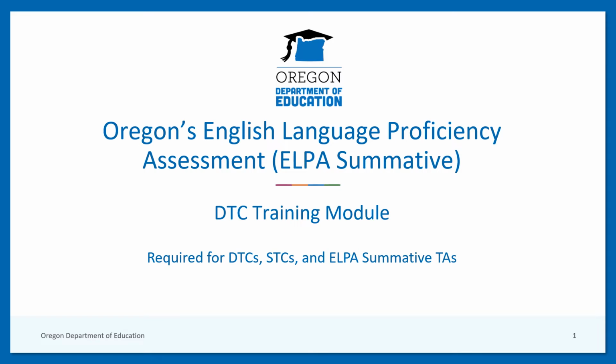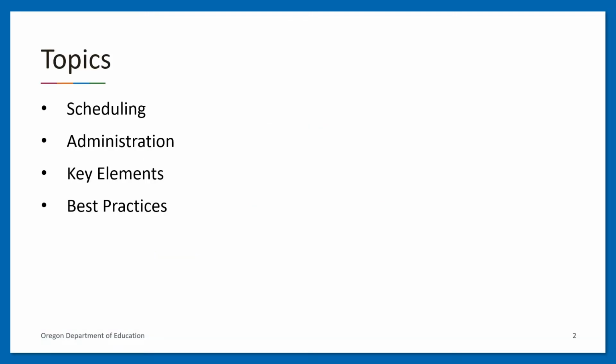This is the English Language Proficiency Assessment training, which is required for all district and school test coordinators as well as ELPA Summative test administrators. During this training module, I will use ELPA to refer to the Summative English Language Proficiency Assessment for Oregon and ELPA 21 to refer to the consortium which develops and oversees this testing instrument. This module will cover 4 main topics: scheduling, administration, key elements, and best practices.